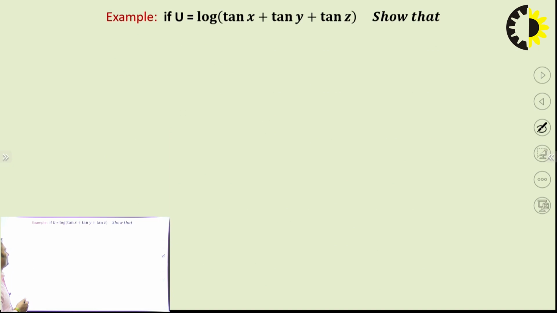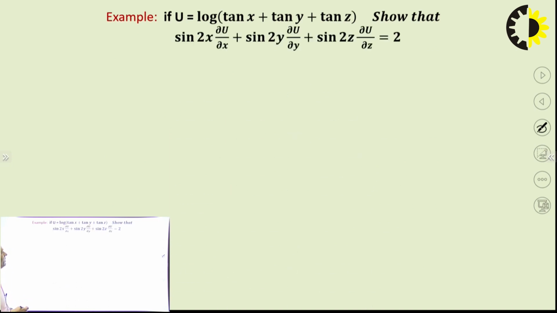We have the next question. This is a very important question for your university examination as well. Here, student, for the first time we have a 3 variable based question. My function u depends upon x, y and z as well. And what I need to calculate, student, is the differentiation of u partially with x, then with y, then with z, and in addition, I need to take the product of sine 2x, sine 2y and sine 2z. Then I have to prove that the answer becomes 2, right?